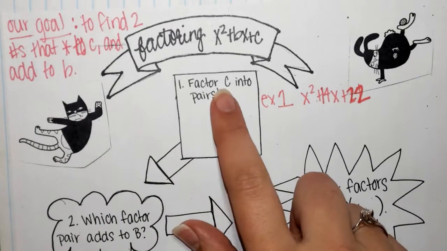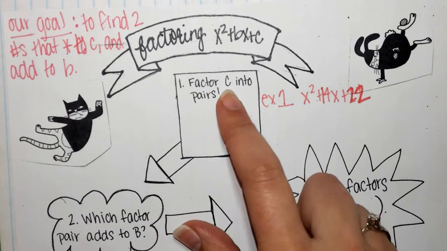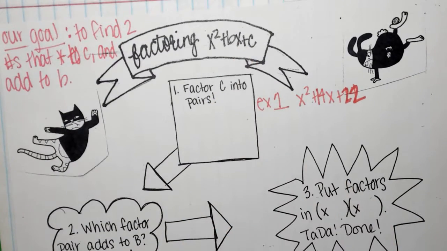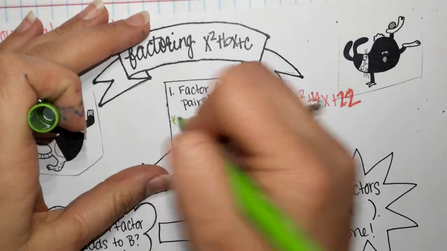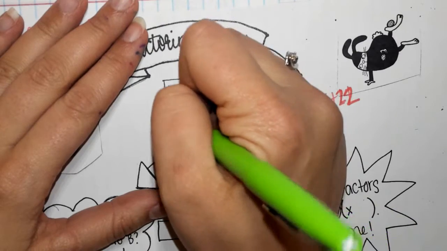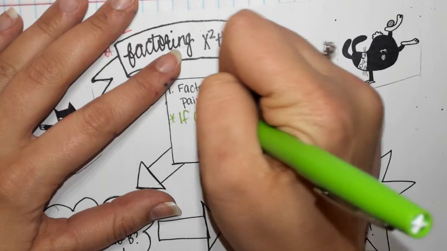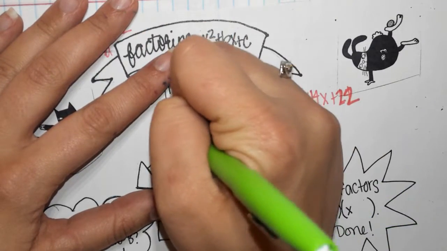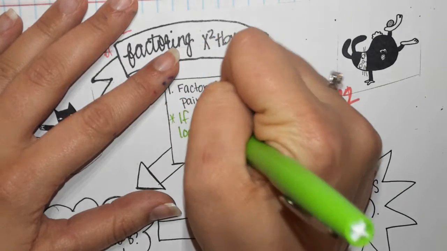Now, it says factor C into pairs, but what you have to watch out for are your signs. So we have two things that we have to do. The first thing is we have to look at C, and if C is negative, look at B.